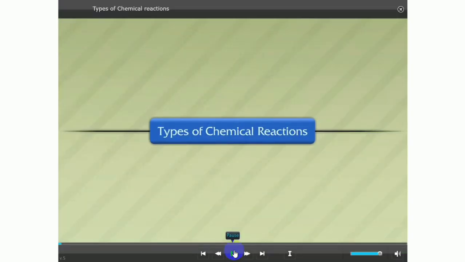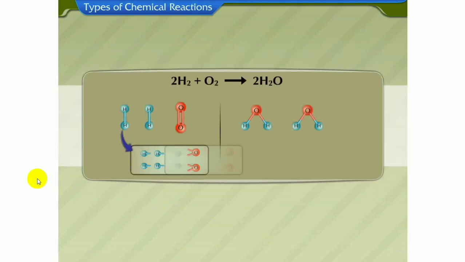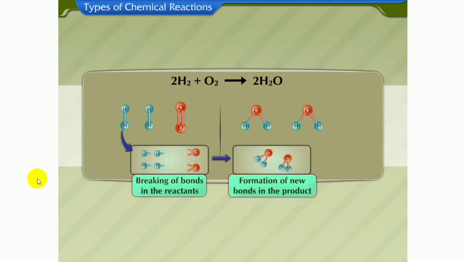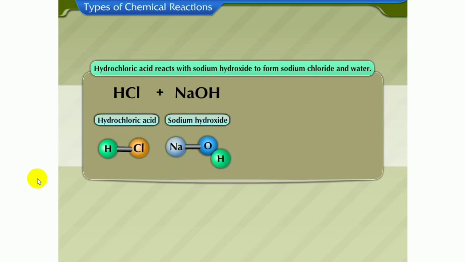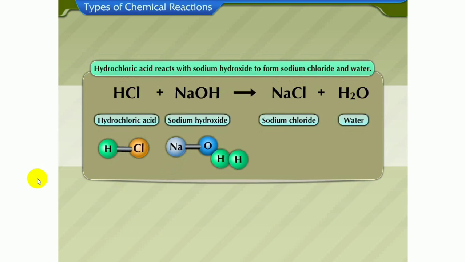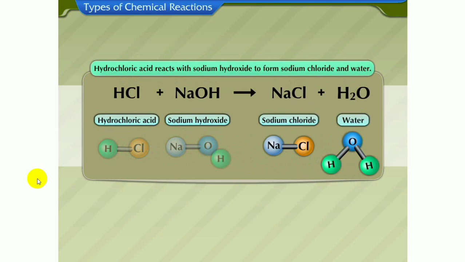Types of chemical reactions. Chemical reactions involve breaking and formation of bonds between atoms to form new substances. For example, hydrochloric acid reacts with sodium hydroxide to form sodium chloride and water. Bonds between hydrochloric acid and sodium hydroxide break and form 2 new compounds, sodium chloride and water.